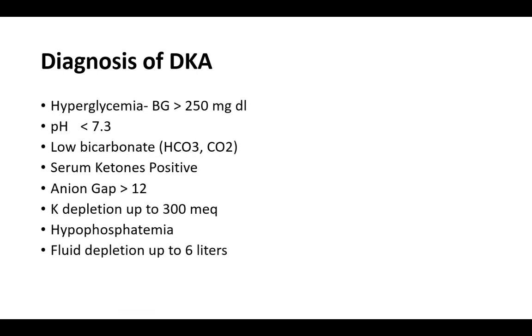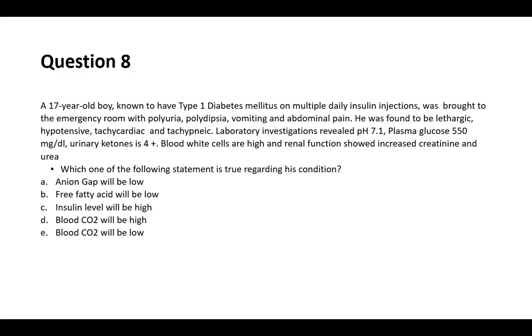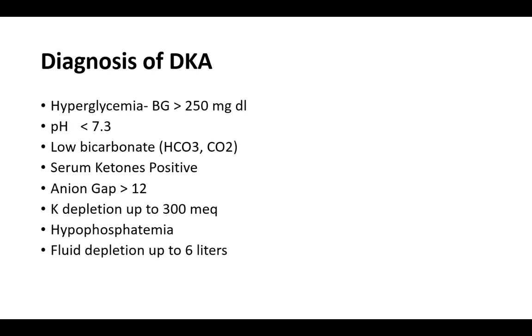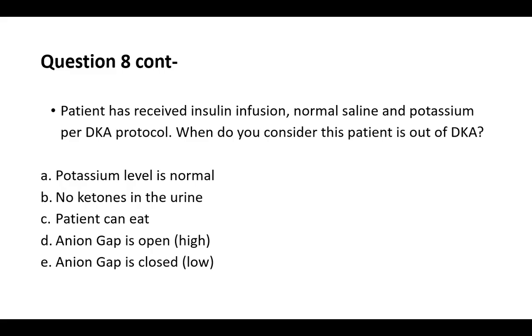Again, DKA, just to remind you, when you read the stem, your eye and your brain should be looking for sugar, acidosis, low bicarb, ketones, anion gap, the potassium, what is happening, hypophosphatemia. You always try, when you read the stem, to find out this patient has DKA. The patient has received insulin infusion, normal saline, and potassium per DKA protocol.